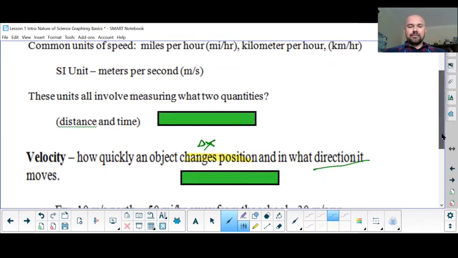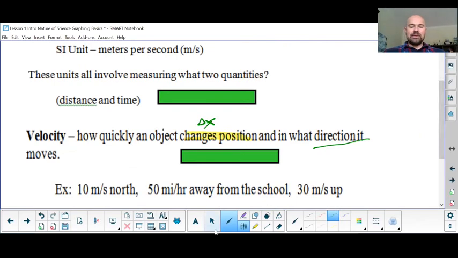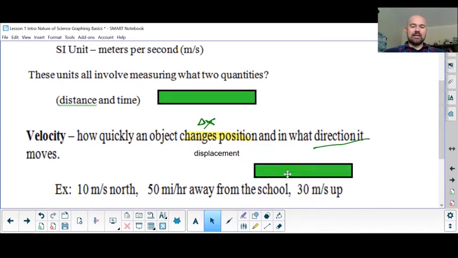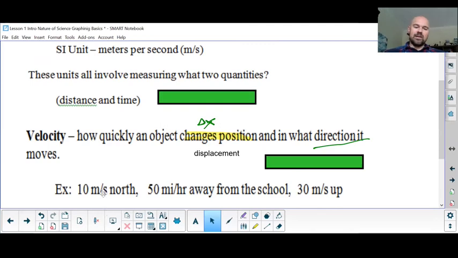So some examples of velocities: meters per second, 10 meters per second north. You can read these, but it's the same concept: you have something moving, there's a rate, and now you have this unit. So when you say the velocity, you're including a direction.